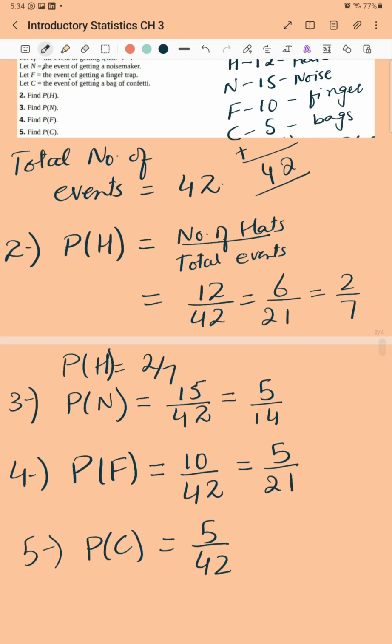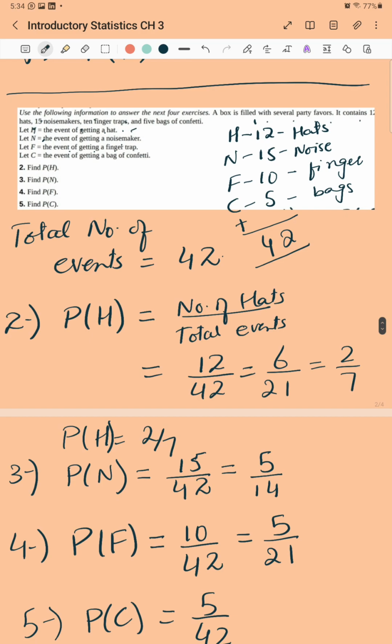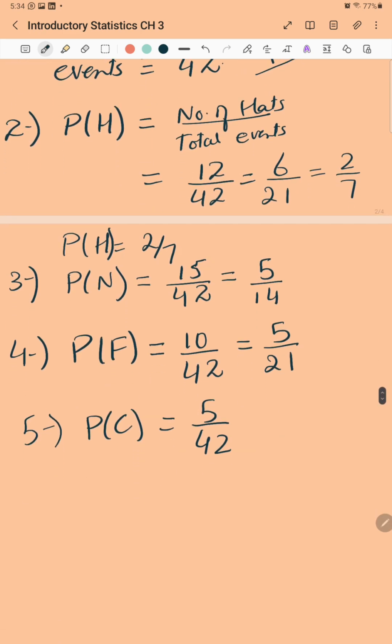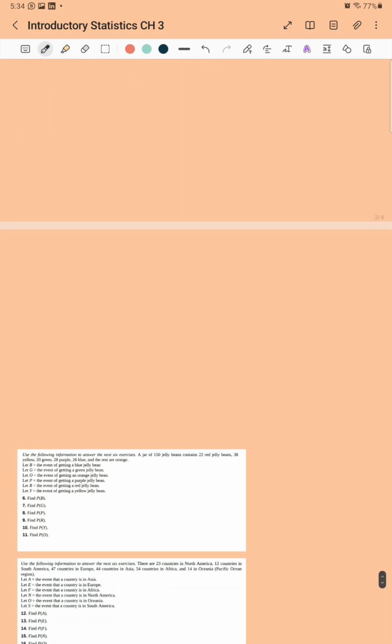Very easy. Whenever you have different events given, you're just going to total them, and the total number is going to come in the denominator, and the number of the things which we need to find out is going to come in the numerator. Simplify it and we will get the answer.